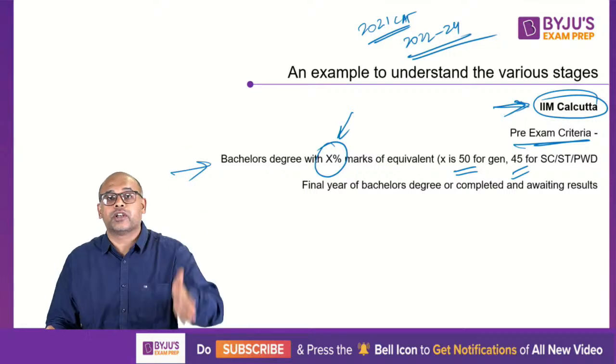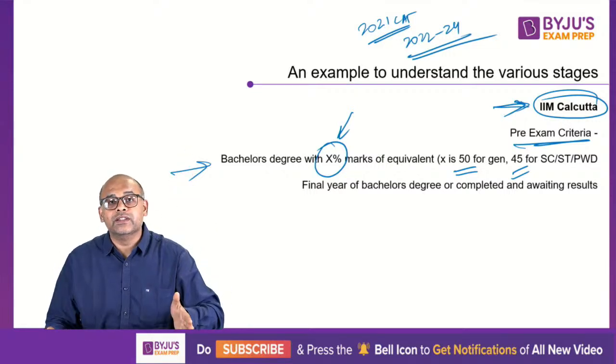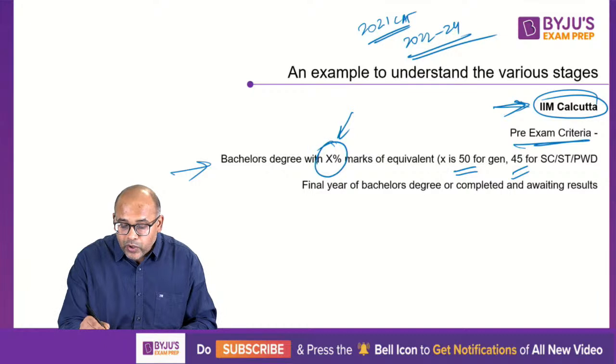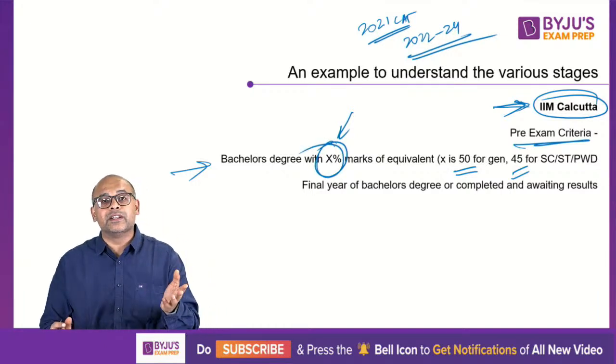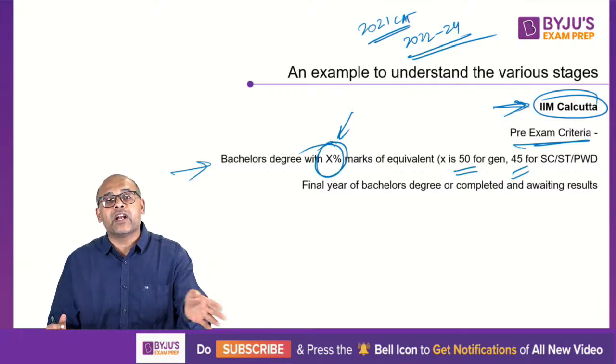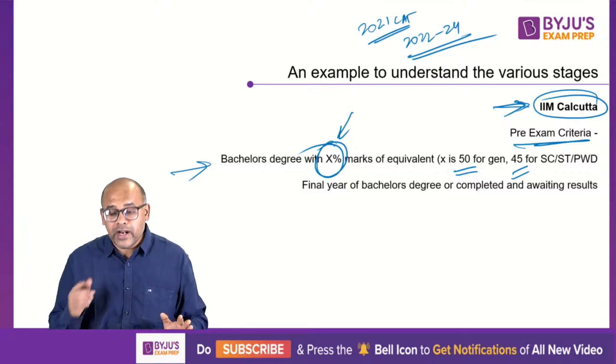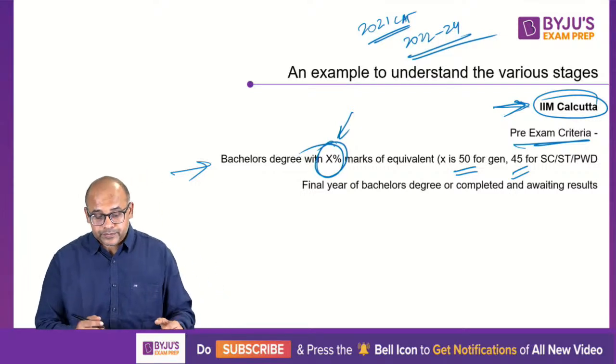Because when they say that they want to take only students who got above 50%, right there, without even looking at the CAT score, you are rejected. All right, so that's your pre-exam criteria.